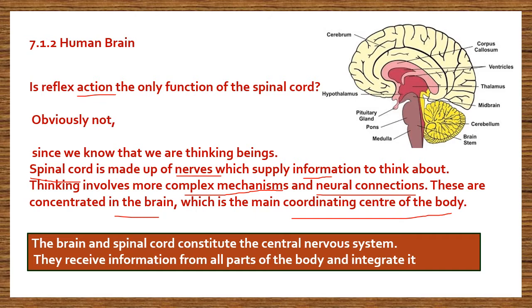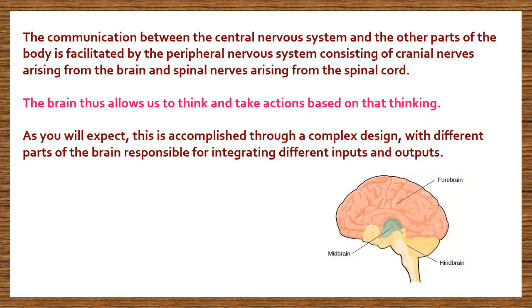They receive information from all parts of the body and integrate it. So they both work together, the spinal cord and the brain. Together they make the CNS, or central nervous system, and the central nervous system controls and coordinates all the activity in our body. The communication between the central nervous system and other parts of the body is facilitated by the peripheral nervous system, consisting of cranial nerves arising from the brain and spinal nerves arising from the spinal cord.